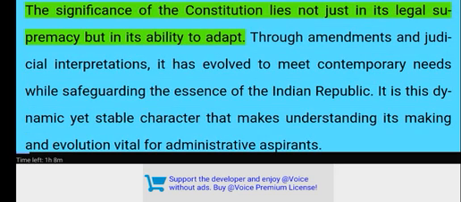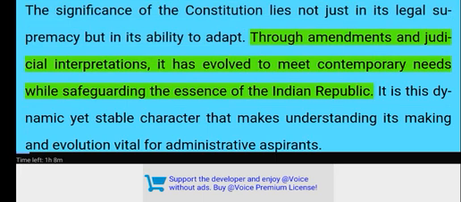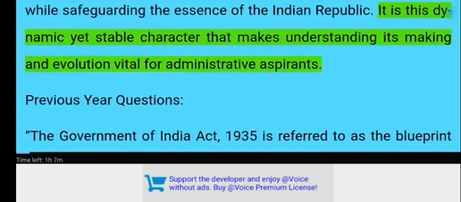The significance of the Constitution lies not just in its legal supremacy but in its ability to adapt. Through amendments and judicial interpretations, it has evolved to meet contemporary needs while safeguarding the essence of the Indian Republic. It is this dynamic yet stable character that makes understanding its making and evolution vital for administrative aspirants.